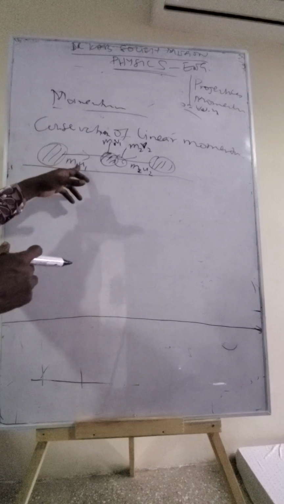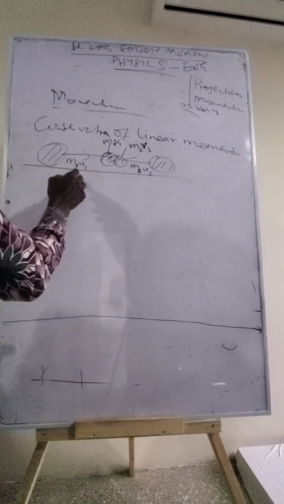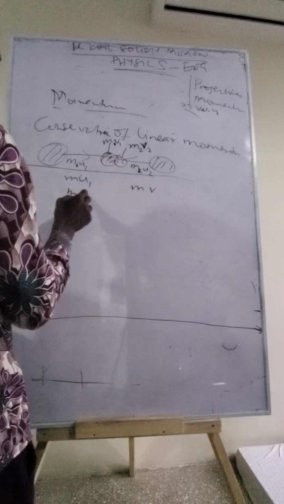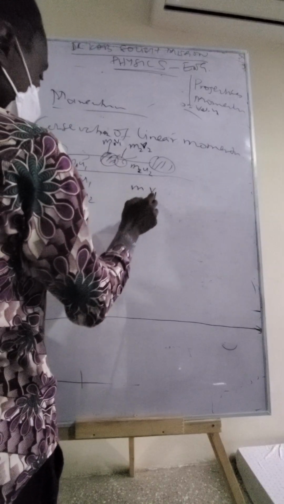Somebody can also use, say here u, and then make this one v, so that this is m. It becomes m u2. It becomes m v2. It depends on how you choose.